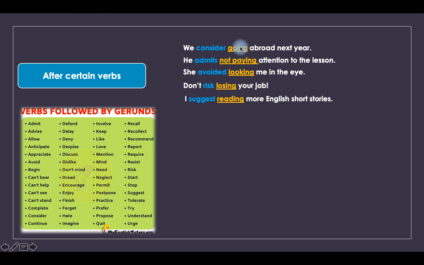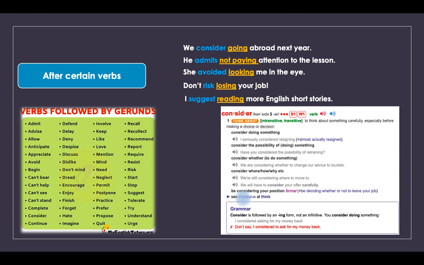So we do not use infinitives with these verbs, but only gerunds. Don't risk losing your job. I suggest reading more English short stories. So we cannot say, I suggest to read, okay? No, I suggest reading more English short stories. You can find the list of the verbs in your handouts, and you can find them on the internet everywhere. Just if you Google verbs followed by gerunds, that will be enough.